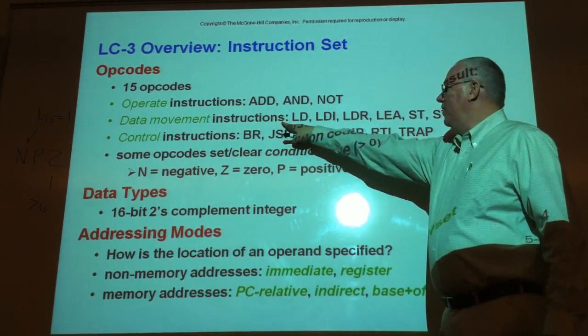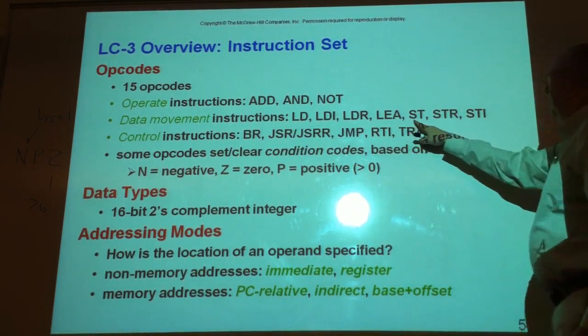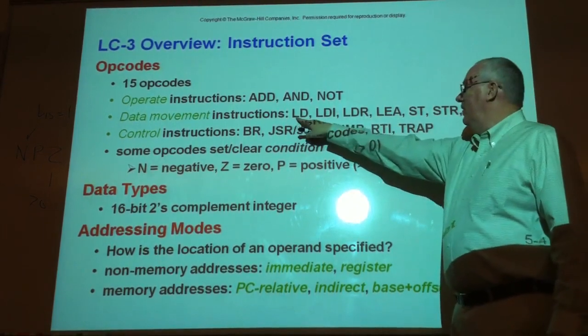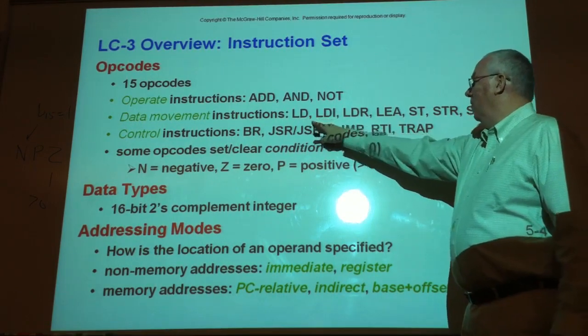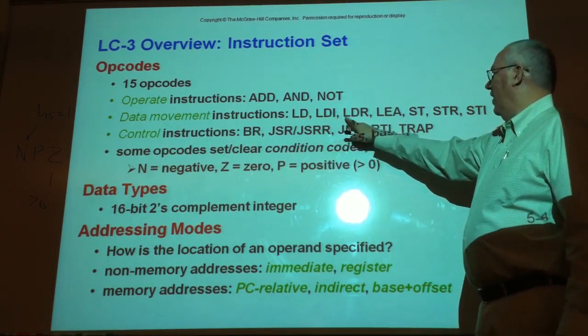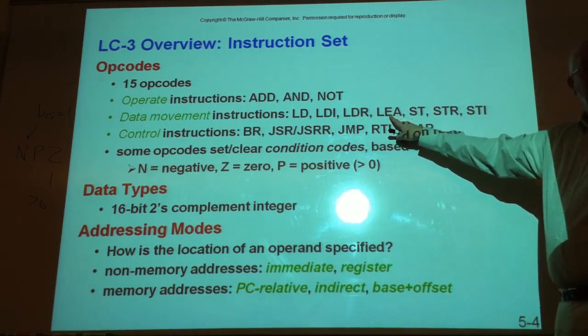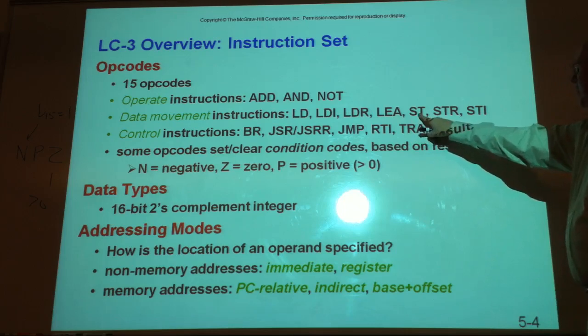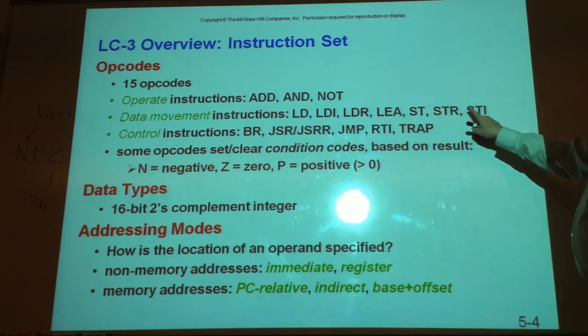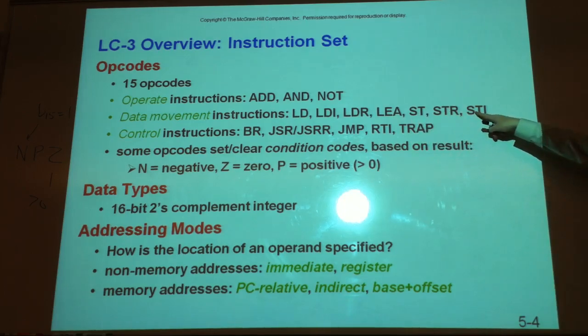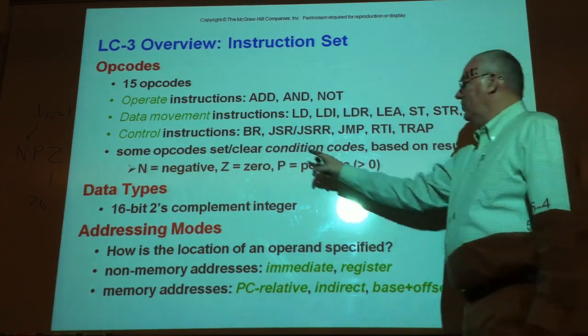Here are the data movement instructions. We have 3 loads: load, load indirect, load from register. This is a special load called load effective address. This is for addressing. Then we have store register and store indirect. So here are our stores.